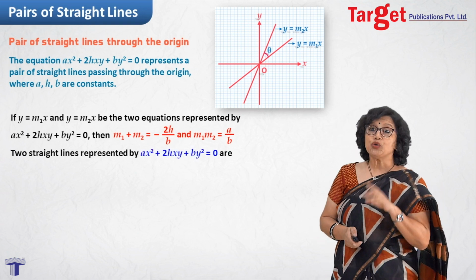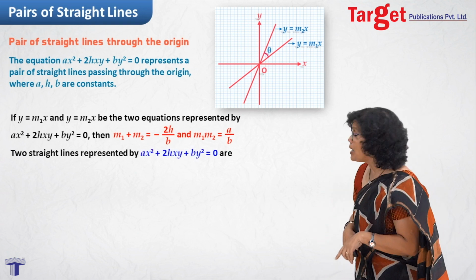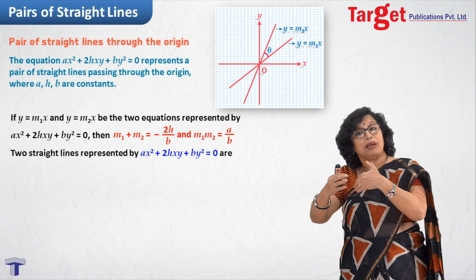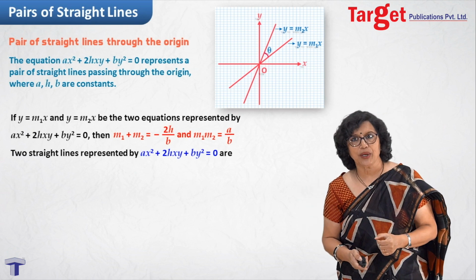Okay. Now, two straight lines, ax square plus 2hxy plus by square equal to 0. Now there could be a possibility. What type of lines are you going to get?